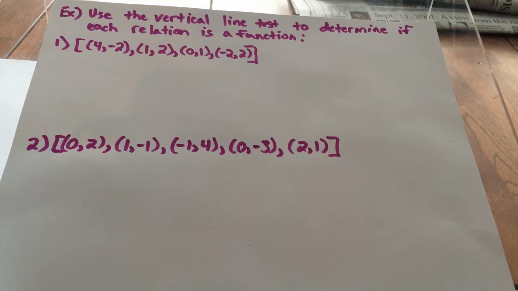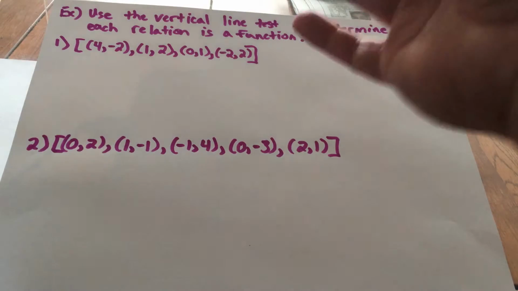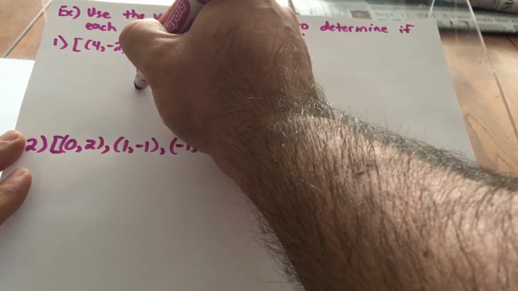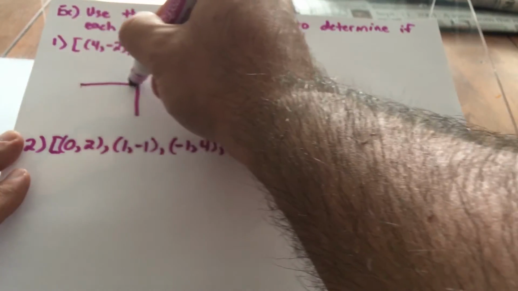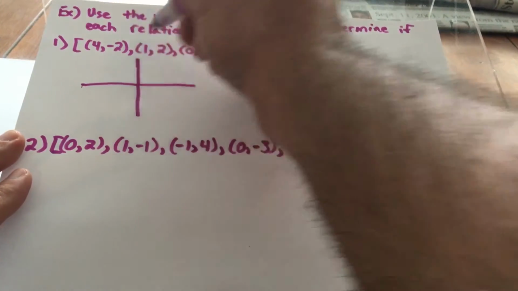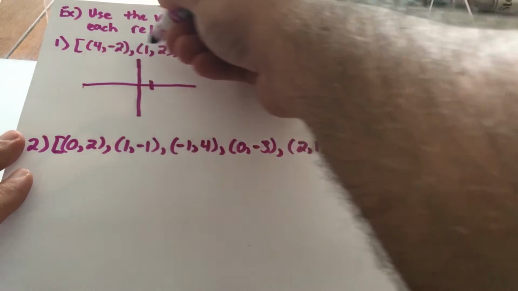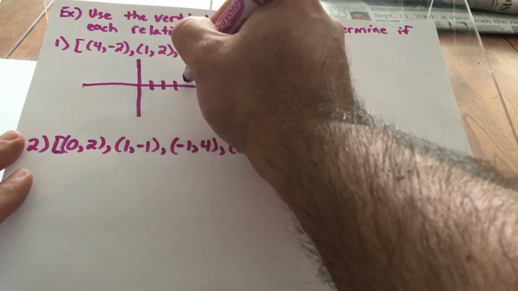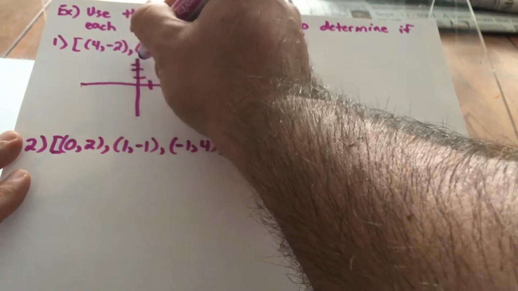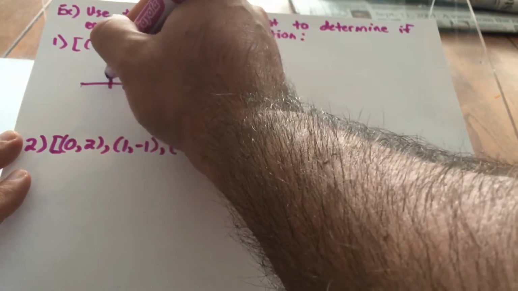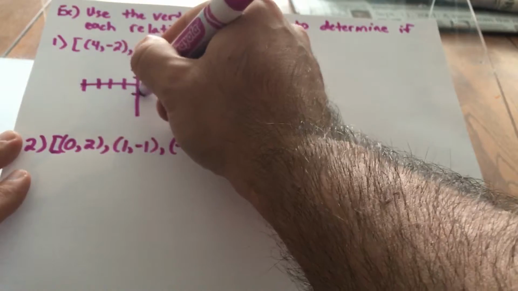So in order to use the vertical line test, I have to have a graph. So what we need to do is graph these points. Ideally you would be using graph paper, but I'm making do with what I've got. Notice the biggest number up here is 4, so we need 4 tick marks on each part of this graph. Try to make them spaced out as evenly as possible.